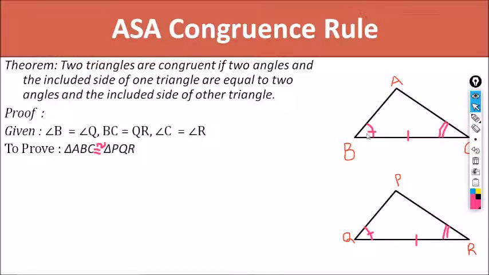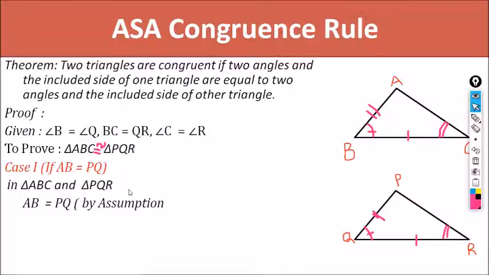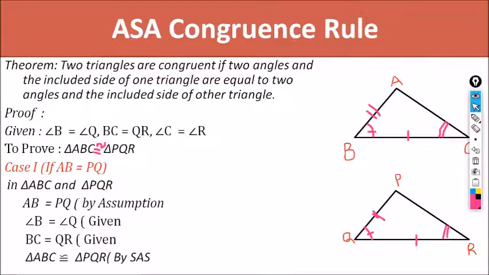We will have three cases for proving this result. In the first case, we consider the sides AB and PQ to be equal. If AB and PQ are equal, these triangles become congruent by side angle side. Here AB equals PQ by assumption, angle B is equal to angle Q already given, and side BC is equal to QR, so the triangles are congruent by side angle side. The first case is over. In the second case, the side AB is greater than PQ, and in the third case, the side AB is less than PQ.